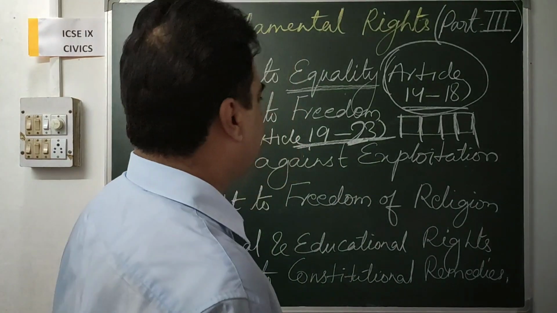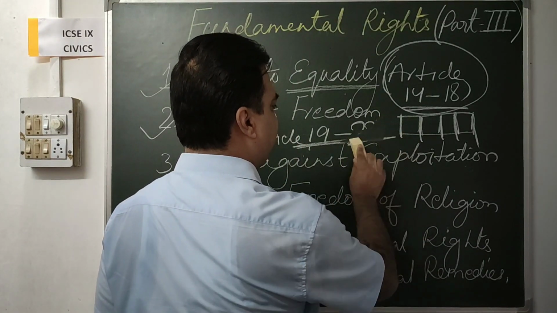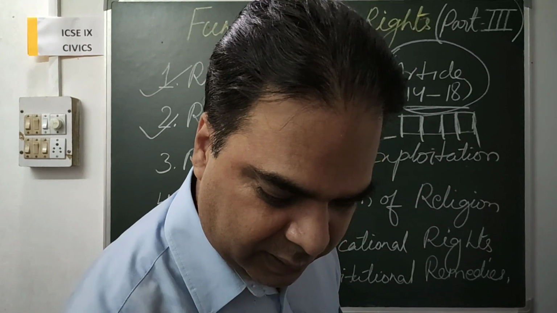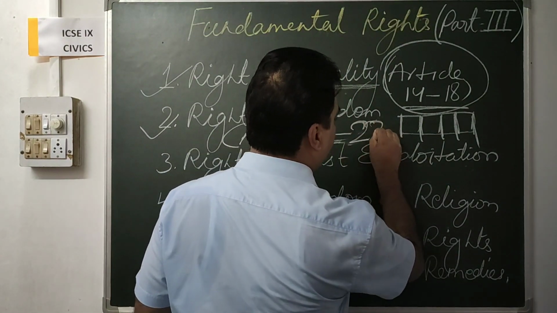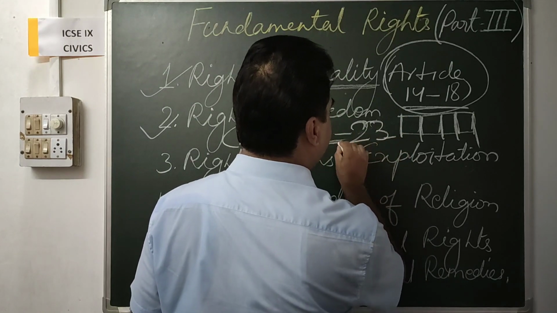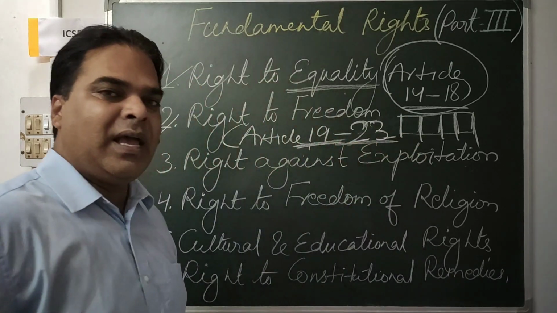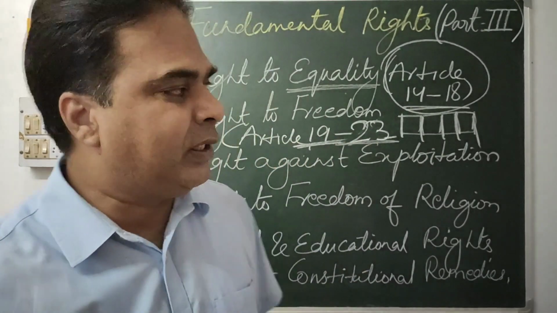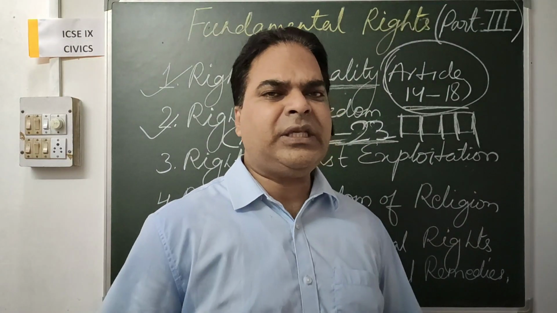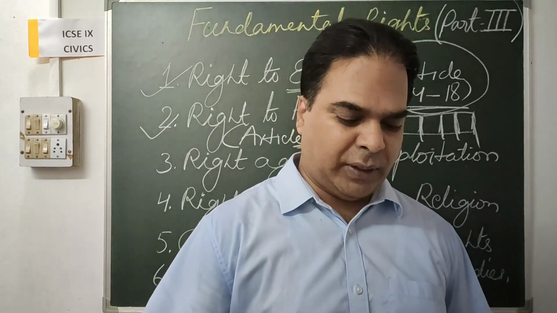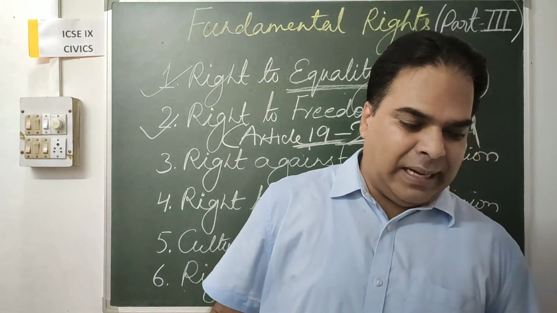Oh, I made a mess. Let me clear it. Okay. Article number 19 to 23 deals with the right to freedom. You know, freedom, liberty. We are talking about liberty.